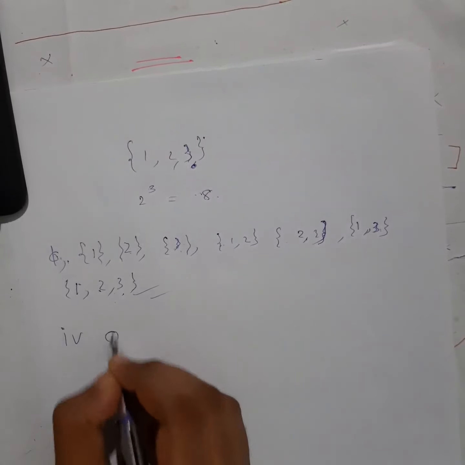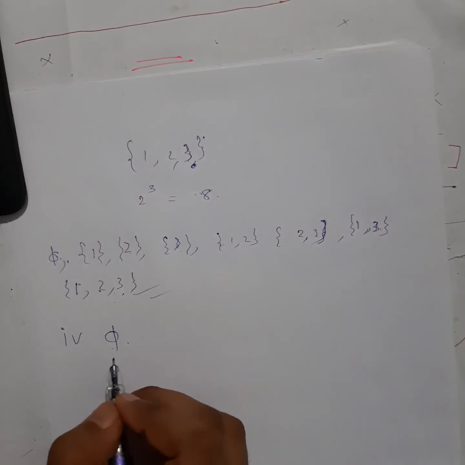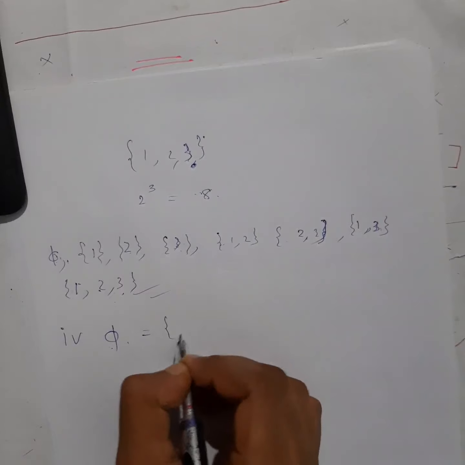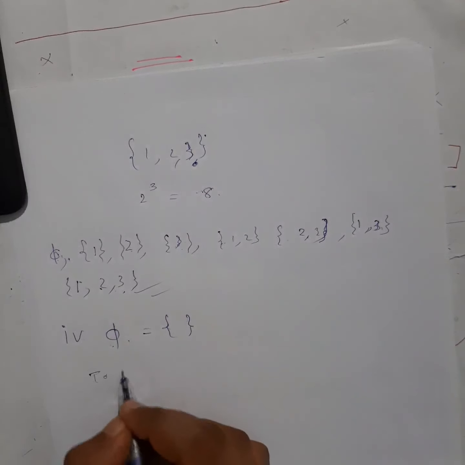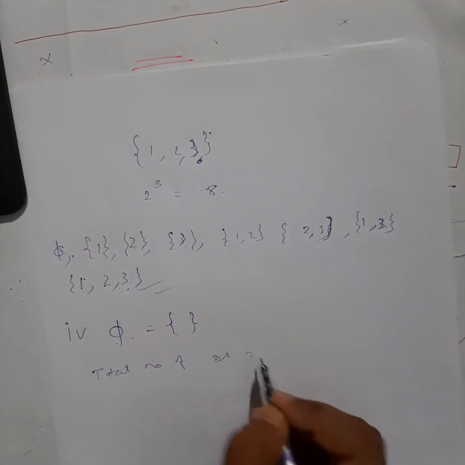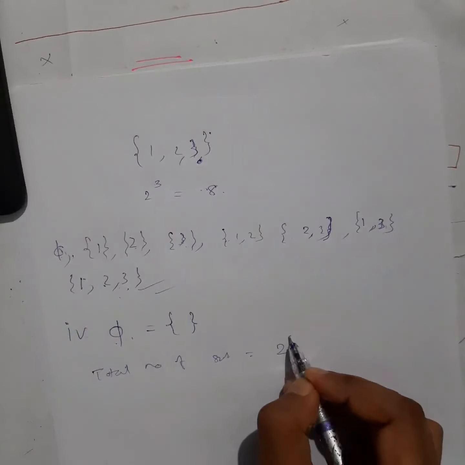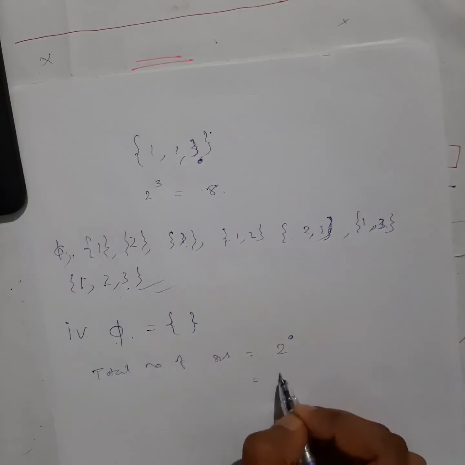Number 4, they have given set phi. So how many subsets do you think it will have? Now what is this? You know it is the empty set. There is no element. No element means the total number of subsets will be how many? 2 to the power number of elements, that is 2 to the power 0, which is equal to how much? 1.